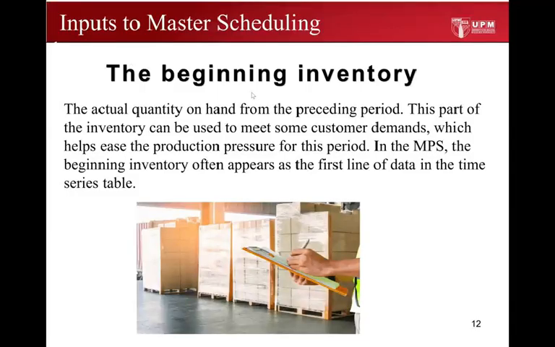Now I will continue to explain to everyone. Let's look at the inputs that go into building a master schedule. There are three primary inputs. First, the beginning inventory, the actual quantity on hand from the preceding period. This part of the inventory can be used to meet some customer demands, which helps ease the production pressure for this period. In the MPS, the beginning inventory often appears as the first line of data in the time series table.